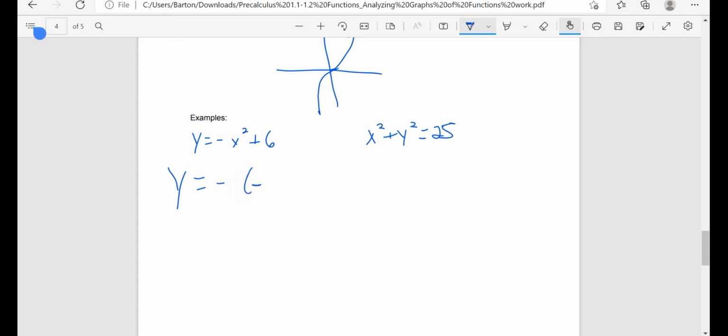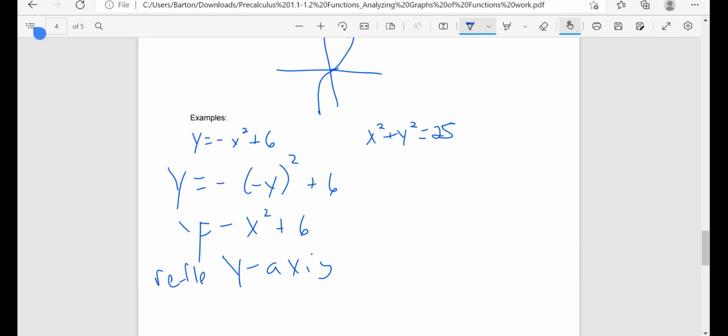Not that it's going to happen every time, but in this case, it might. So let's run a negative there. Simplify, so negative x all squared. Negative times a negative is positive, so I'm just going to get that negative on the outside. Negative x squared plus 6 equals y. Is it the same function? Yes. So it reflects over the y-axis.